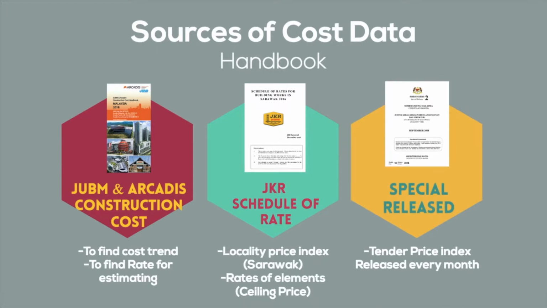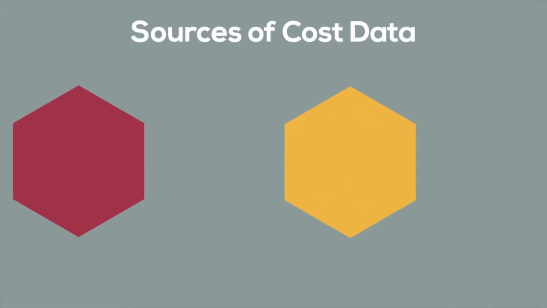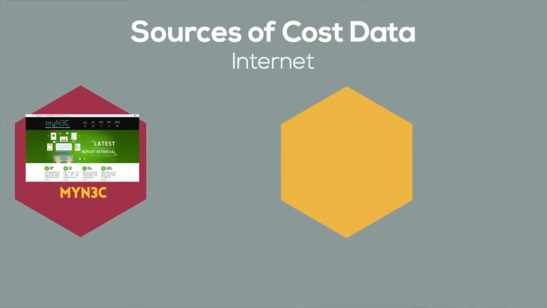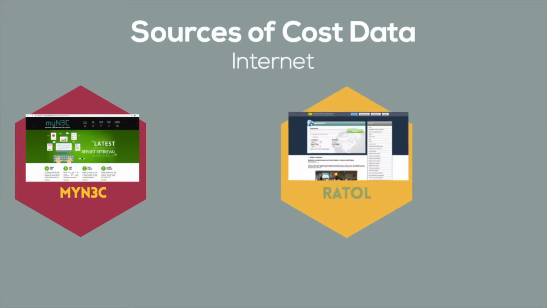Another source from handbook is special release. It is updated every month to find the tender price index. Let's see what we can find from the internet. On the internet, cost data can be found from My-N3C and also Ratol.